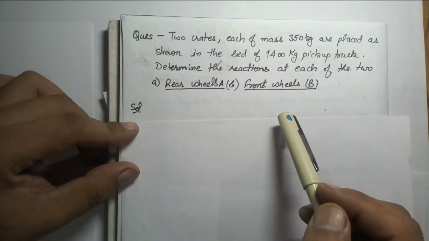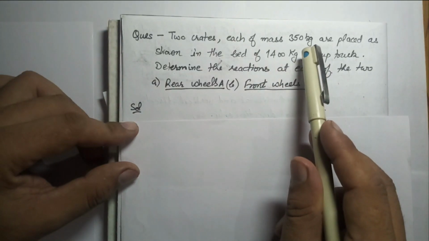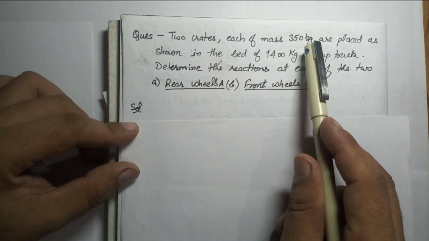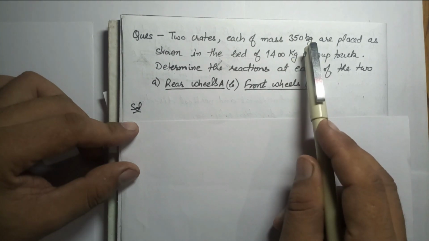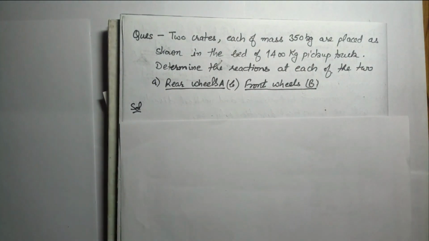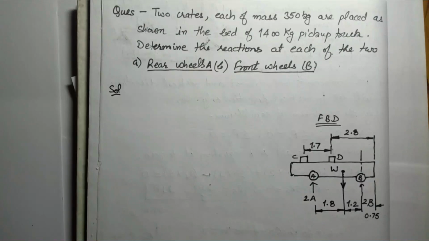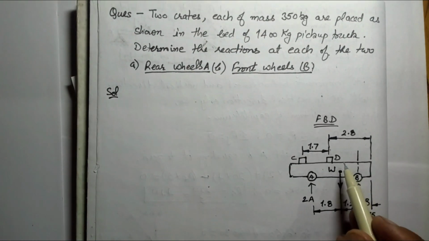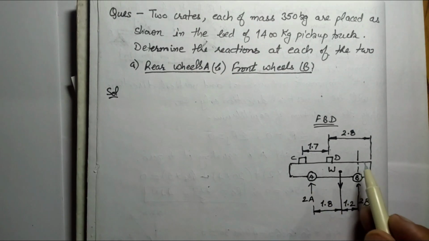Now as per the given question, we have a truck and the weight of the truck is 1400 kg, and two crates are placed inside the truck, each having 350 kg. Now first of all, we will draw the free body diagram. So this is the free body diagram which we get after taking all the values of distances as well as the weights.